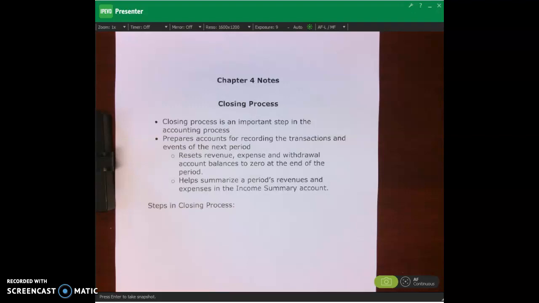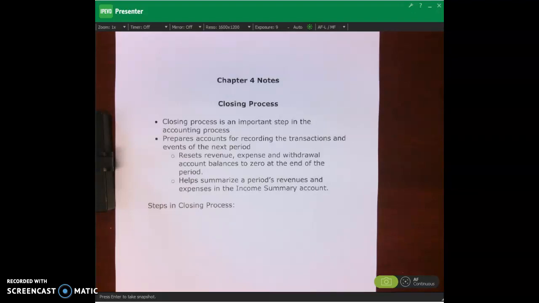Okay? So in this lecture video, I'll be giving an overview of the closing process. And so the closing process is an important step. What we're going to be doing in the closing process is setting our revenue and expense accounts, our income statement accounts, to a balance of 0. Remember, our income statement shows us our revenues and expenses. So we're going to reset the balance to 0.